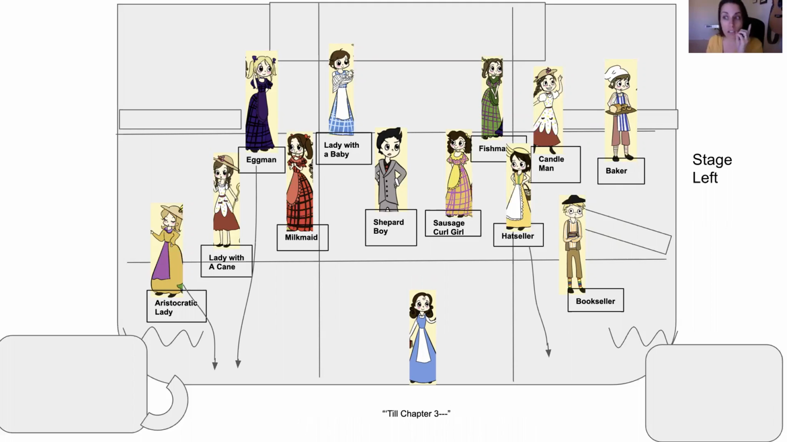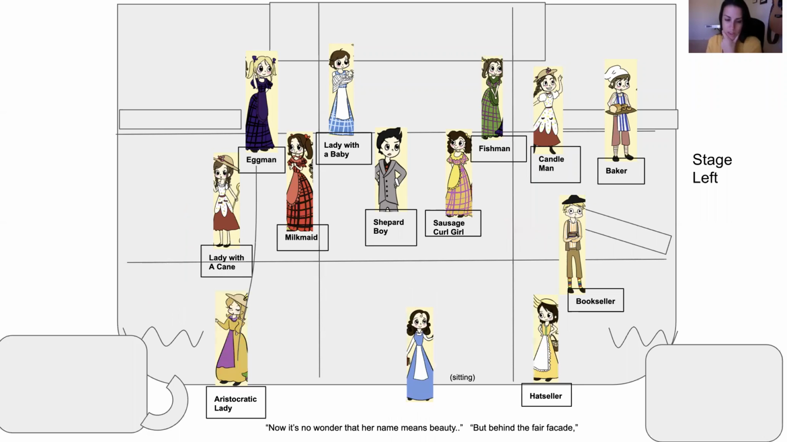Eggman, sort of get ready to move. Because first we have Aristocratic Lady sing her part, her solo. Hat Seller's solo is But Behind That Fair Facade. So whenever you hear the word parallel, Eggman, I would start going to your spot. Because Aristocratic Lady has her solo, and she finishes that. Her looks have got no parallel. That's Kennedy. Then we look at Hat Seller, but behind her fair facade, I'm afraid she's rather odd.